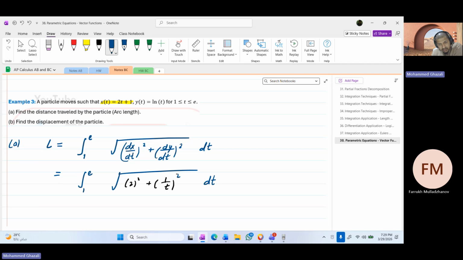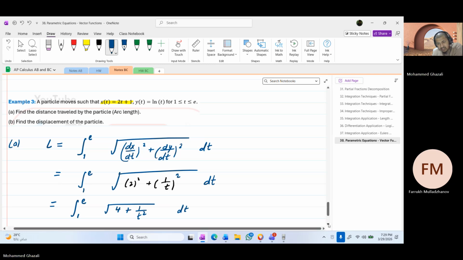Don't forget the square there. Right, we need to simplify this inside. So that's the integral from 1 to e of the square root of 4 plus 1 over t squared dt.